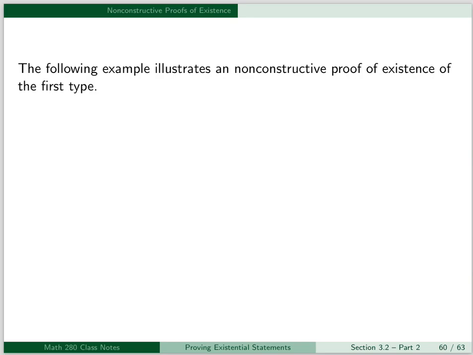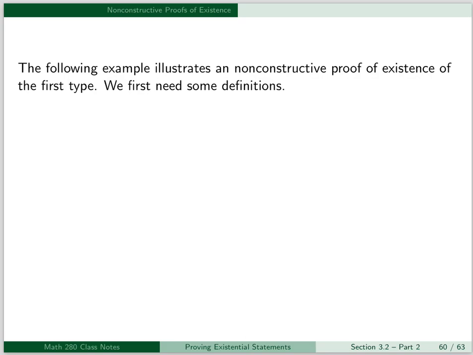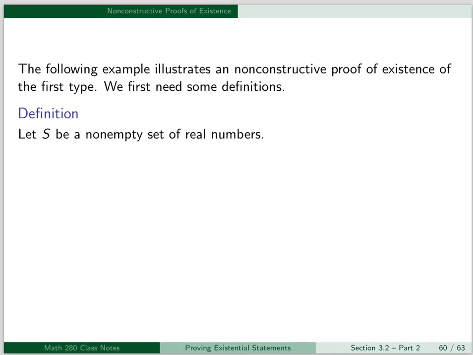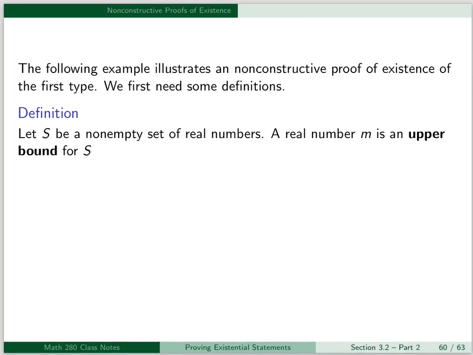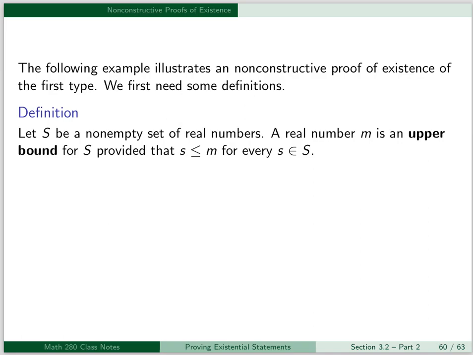For right now, we want to do one example that illustrates a non-constructive proof of existence of the first type. We first need some definitions. So let S be a non-empty set of real numbers. A real number little m is an upper bound for S, provided that s is less than or equal to m for every s in S.